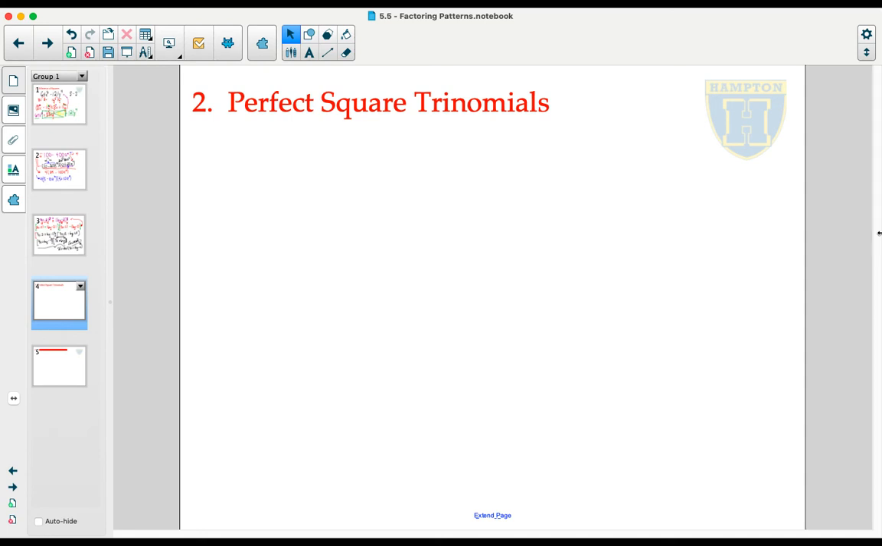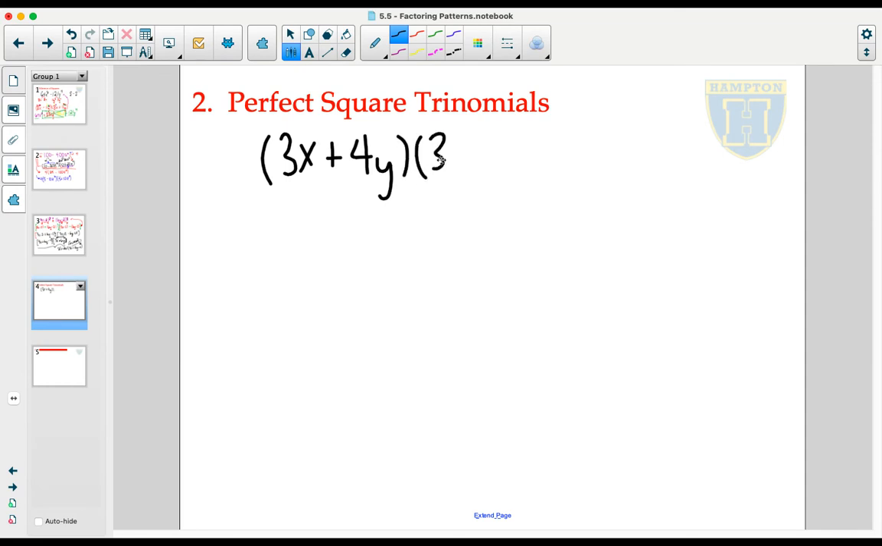Our next type of special pattern for factoring is what's called a perfect square trinomial. With a perfect square trinomial, it actually gets its name from its factored version in part and from its unfactored version in another way. So we're going to start with a factored polynomial that is a square.